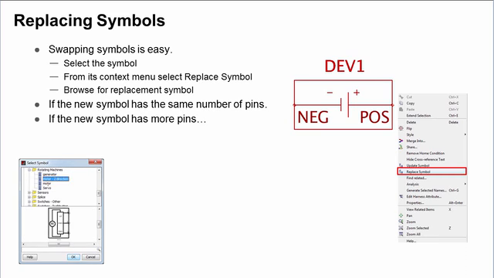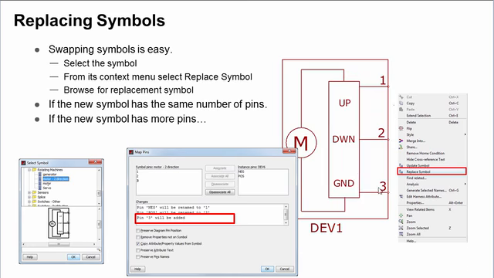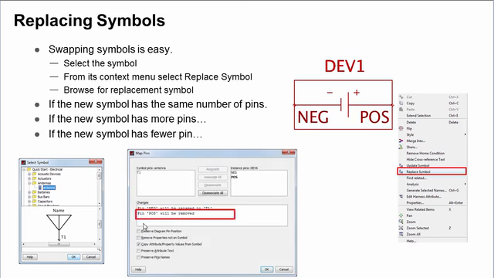If the new symbol has more pins, such as in this case here, where there are 3 pins compared to the 2 pins there, then the system informs you that a third pin will be added in this particular example, and the symbol is replaced. If the new symbol has fewer pins, such as this one, which has just 1 pin, then you are informed that one of the pins will be removed. Again, as usual, you have options with what to do with pin names and attribute text and so on.